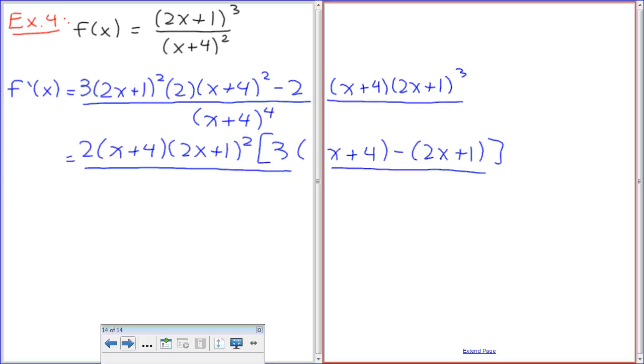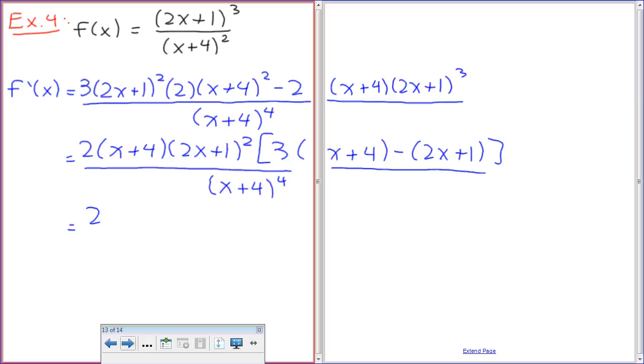Now, I heard what Derek said. Derek, I'd like you to share that with the class. Or we can cancel an x plus 4. Yeah. Okay, so if you take a look, I have 1 x plus 4 in the numerator here. I have another one in the denominator, so I'm going to cancel those out, which is nice. So it turns to 2 bracket 2x plus 1 squared. Can I do the next part fast in my head? X plus 11, is that right?